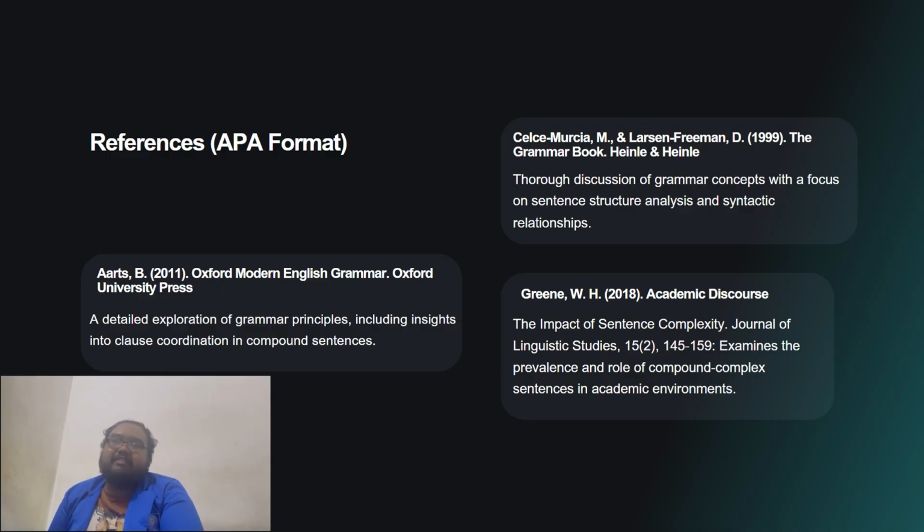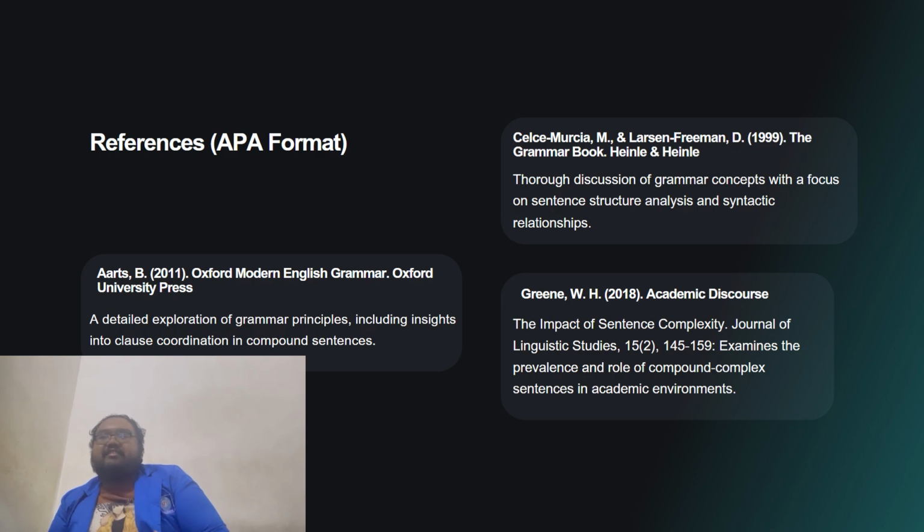Okay. For reference: Aarts, 2011, Oxford Modern English Grammar, Oxford University Press, a detailed exploration of grammar, including coordination. Celce-Murcia and Larsen-Freeman, 1999, The Grammar Book, Heinle and Heinle, through discussion of grammar concepts with a focus on sentence structure analysis and syntactic relationships. Green, 2018, Academic Discourse: The Impact of Sentence Complexity, Journal of Linguistics, 52, 145-159, examines the prevalence and role of compound-complex sentences in academic environments.